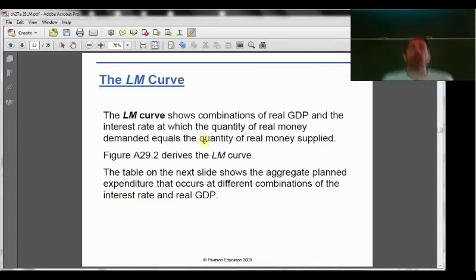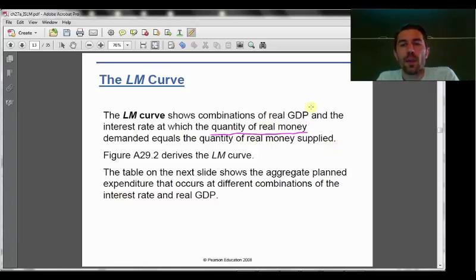What is the LM curve? Well, once again, we've got a relationship between interest rates and output. Except now when we're talking about the relationship, we're looking at the relationship in the money markets. In other words, we want to know what is the relationship between the quantity of real money demanded and the quantity of real money supplied.